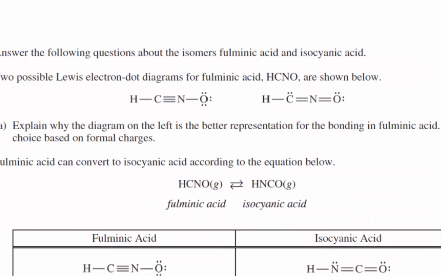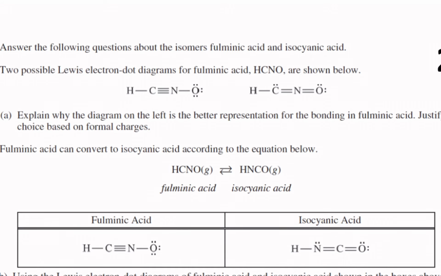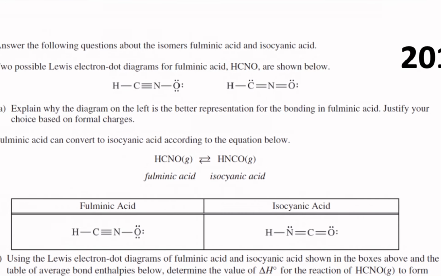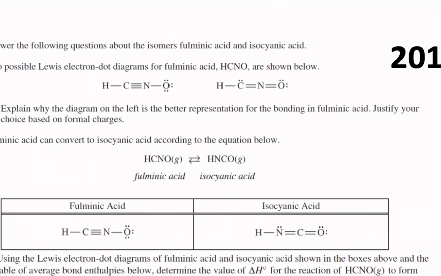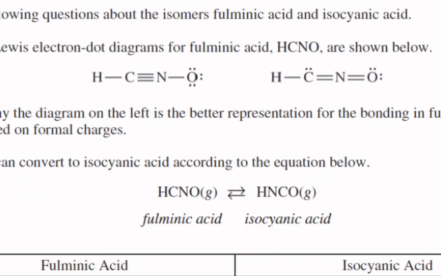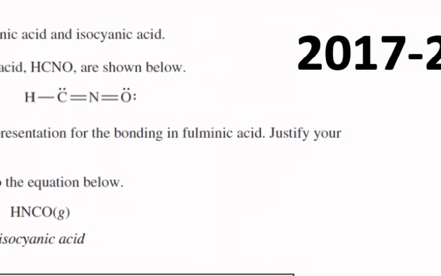The first one has us look at these two Lewis electron diagrams for fulminic acid. These happen to be resonance contributors of each other. And it says, explain why the one on the left is better, justify in terms of formal charge. You've got to look out for when they say justify. That means there's definitely going to be something awarded for giving some kind of explanation, probably conceptual. And they're usually pretty specific about what they want you to talk about in your justification. So this one is all about formal charge, which means let's review very quickly what formal charge is all about.